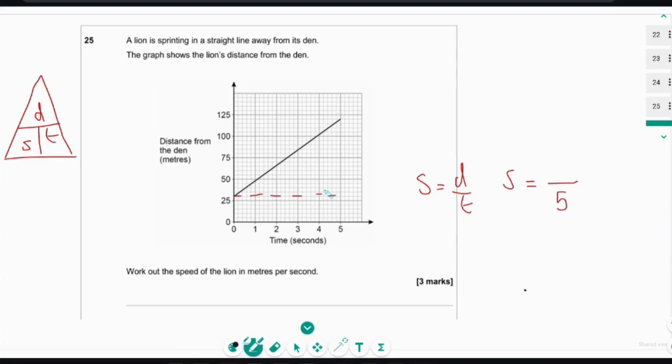What about the distance? The distance he's travelled is from here to here. 25 divided by 5 is 5, so it's going up in 5, so that'll be 30. 25, 30. 125, 120. 120 take away 30 is 90. 90 divided by 5 is 18, so the answer is 18 meters per second.